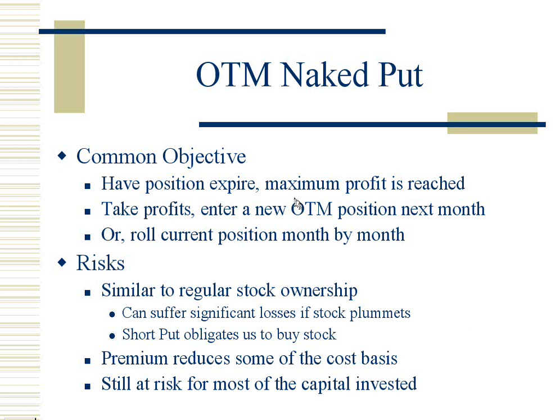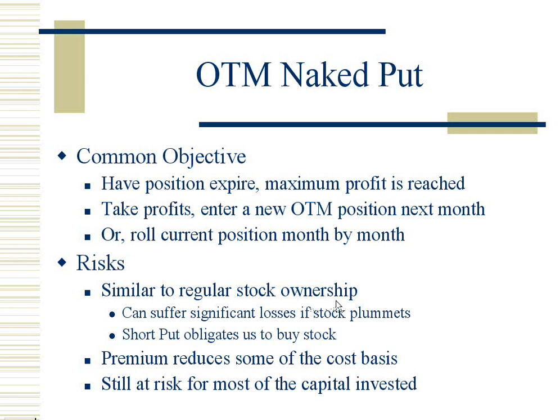The out-of-the-money naked put objectives are the same as if I'm doing an in-the-money covered call. When I sell an out-of-the-money naked put, I want to have my put expire worthless. The stock remains above the strike price. My maximum profit is equal to the premium that I receive. I can take the profits, then enter a new out-of-the-money position for the next month. So at December expiration, my put expires. I keep the premium. Maybe I'll sell a January put at the 60 strike or a different strike. Or I could roll the position month by month.